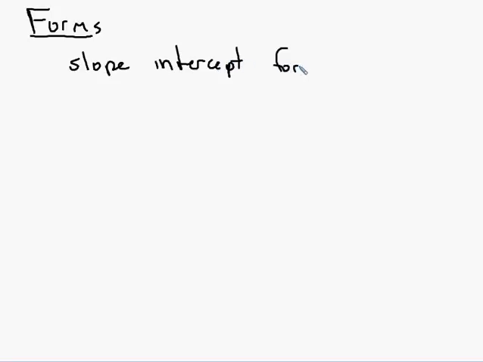So we have forms of a line. We have our slope-intercept form, and we have our point-slope form. We also need to know the formula for slope itself. We've done slope. All right, who remembers slope-intercept form? Y equals mx plus b.